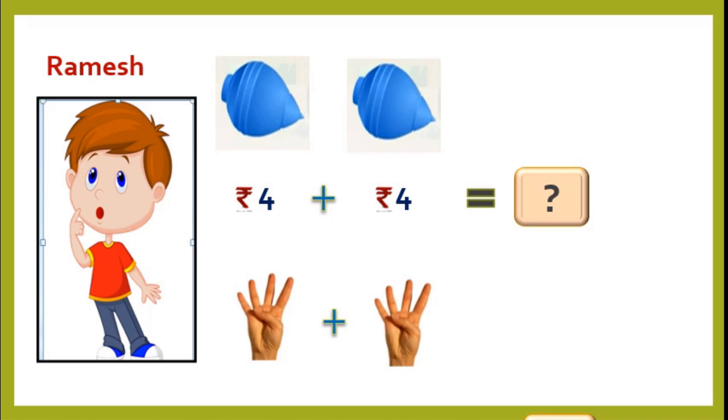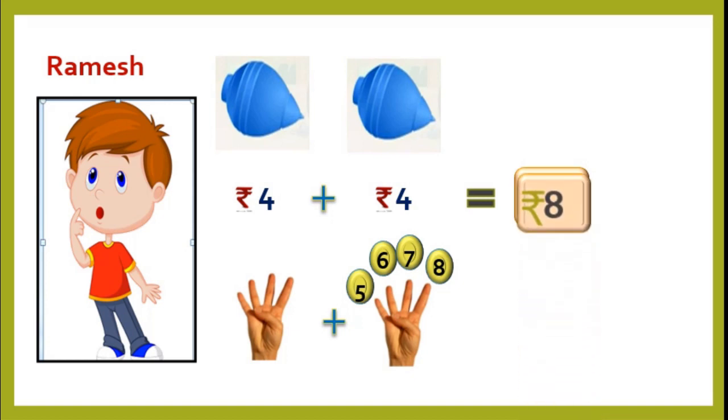Now count. Earlier these are 1, 2, 3, 4. 4 fingers. Now this is 5th one, the 6th, 7, 8. Correct? Now 4 plus these 4 means 8. We have to carry forward these countings. 4 here, 5, 6, 7, 8. So the total amount we have to give, means Ramesh has to give to the shopkeeper is rupees 8. Got this? Because he purchased 2 tops of rupees 4 each.